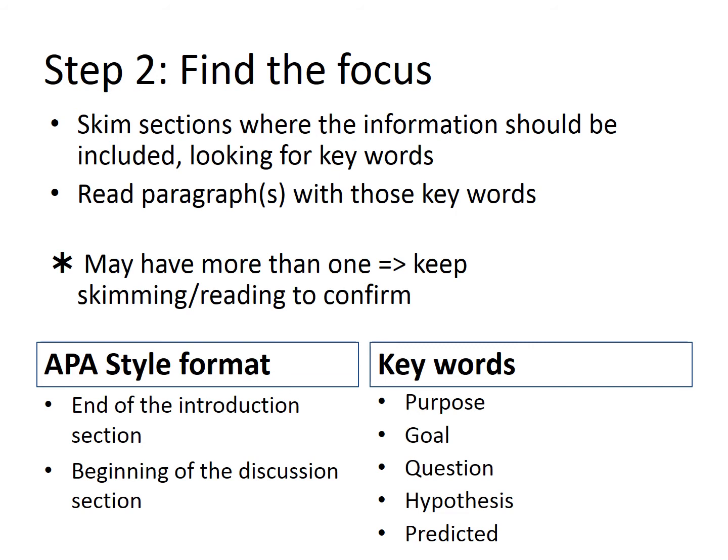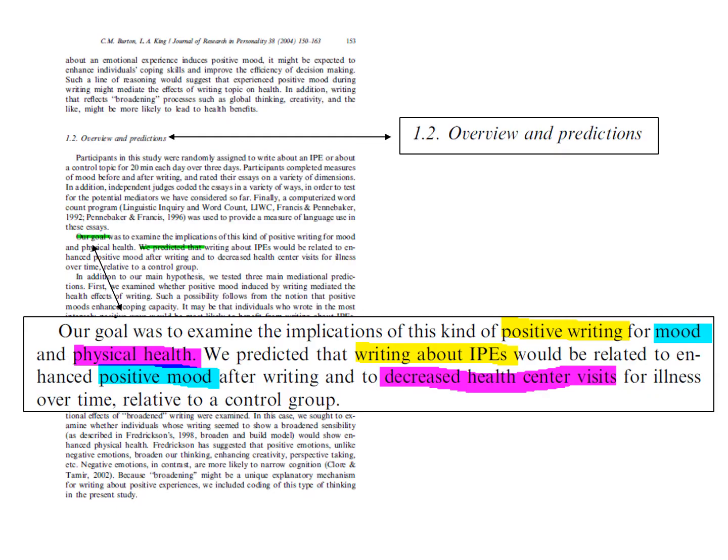As you're looking for the information, make sure to skim or read the entire paragraph, and if the section doesn't end, look at the next paragraph too. Studies are frequently based on more than one question or hypothesis. The formatting of the Journal of Research in Personality helps make it even easier to find the focus. It includes a heading with the word predictions on page 153 of the article, or page 4 of the PDF file. Burton and King provide both a goal and a hypothesis, signaled by the phrase, "we predicted that."